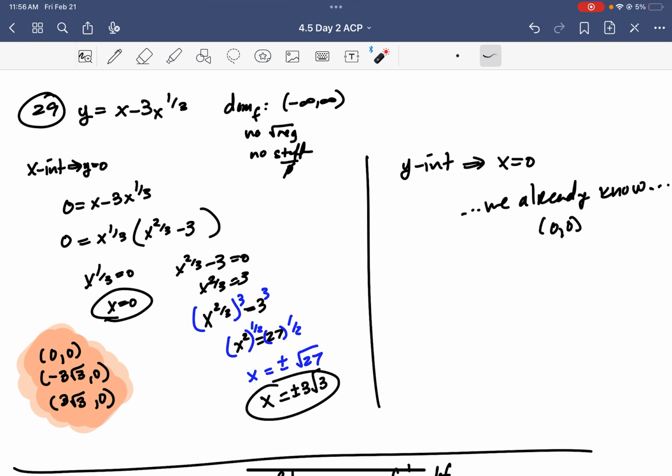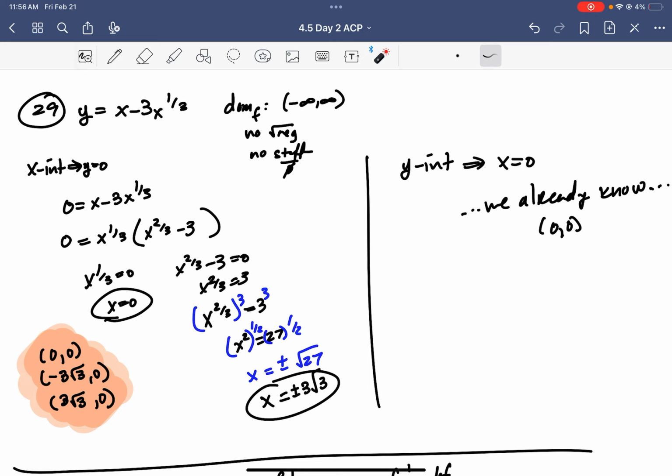Is that x to the negative 1/3? I need to go back and double check that. That's x to the positive 1... oh, x to the positive 1/3. It turns out that this is going to make sense everywhere. So you can put in everything.